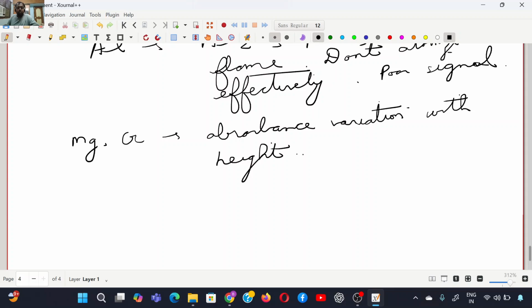Okay, so I already told you about alkali metals, noble metals, and alkaline earth metals. Basically, the position of the flame zone relative to the hollow cathode lamp is very, very important.